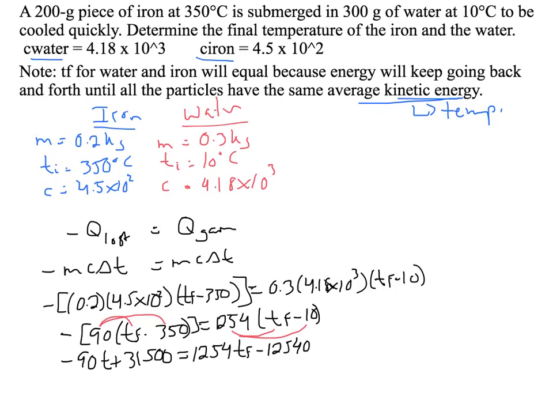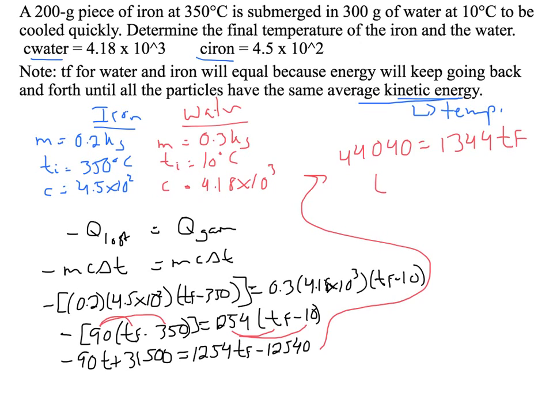Now we need to collect like terms, so we'll have to bring this over here. Okay, so let's collect some like terms. We're going to end up getting 44040 equals 1344 TF. You divide both sides and we get a TF value for both of 33 degrees Celsius.